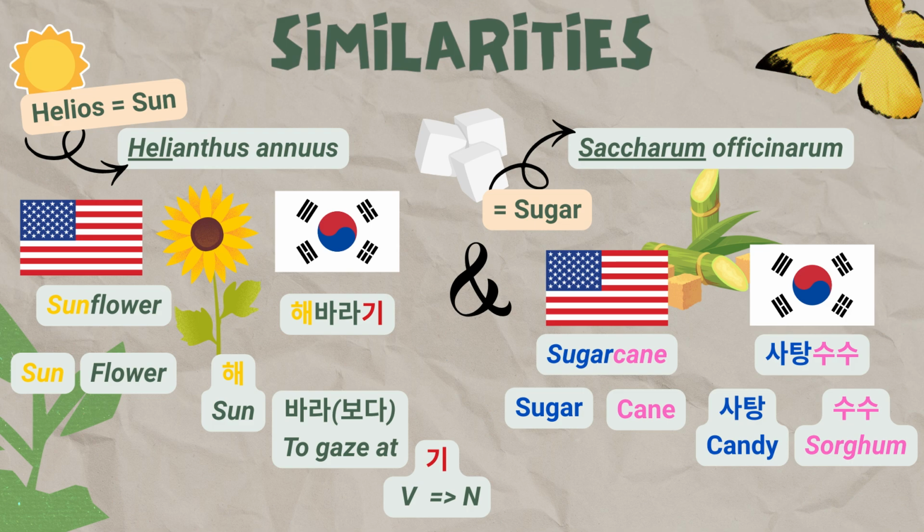On the left for sunflower, we see both still are compounds containing the morpheme for sun, hae, where English uses the morpheme flower, and Korean uses a noun form of the verb tekezat, paraki. On the right, we see both the English and Korean names for sugarcane are compounds, with the first part reserved for sugar or candy, satang, followed by cane or sorghum, susu.